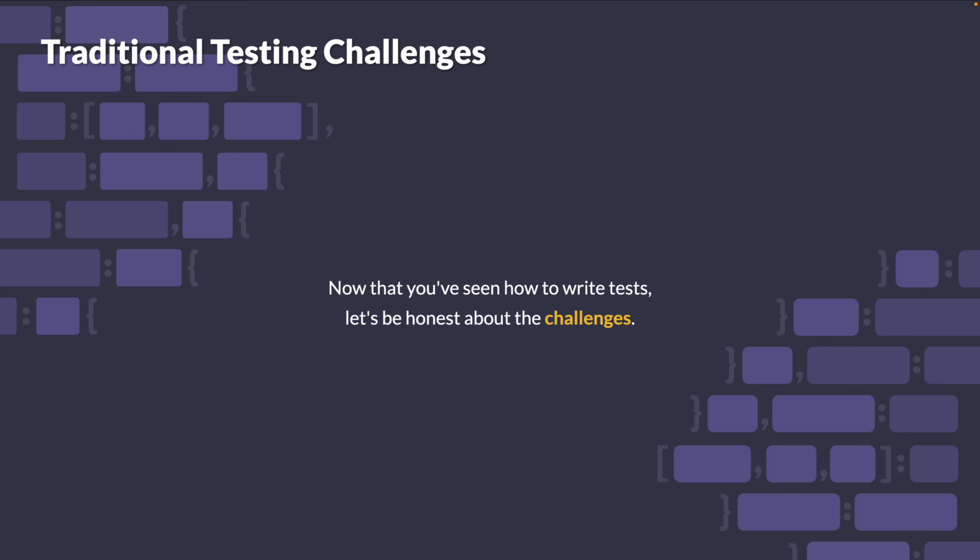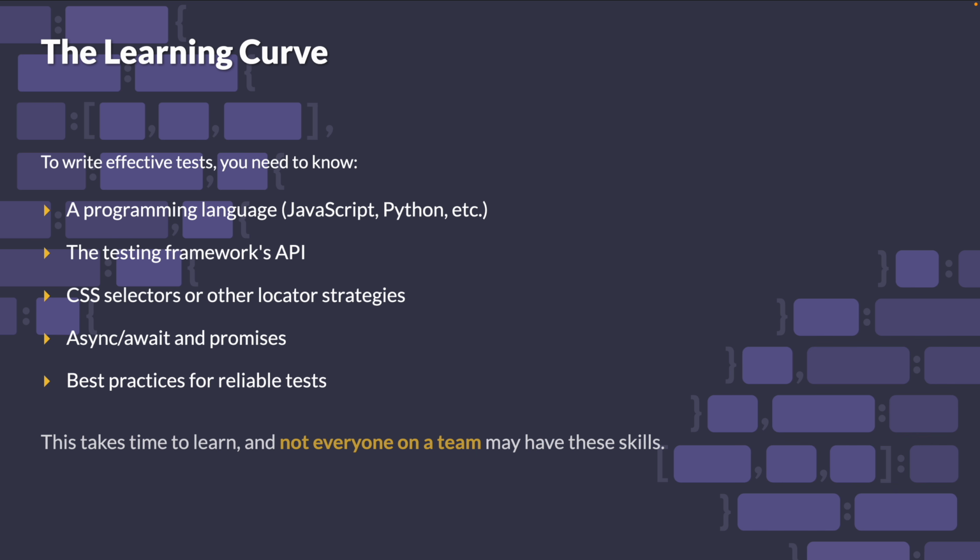Okay, now let's talk about challenges of traditional testing. So now that you've seen how to write tests with Playwright, I'm going to be honest about some of the challenges. First, there's a significant learning curve. To write effective tests, you need to know a programming language, JavaScript, Python, etc., the testing framework's API, CSS selectors or other locator strategies, async await and promises, best practices for reliable tests. This takes time to learn, and not everyone on a team may have those skills.